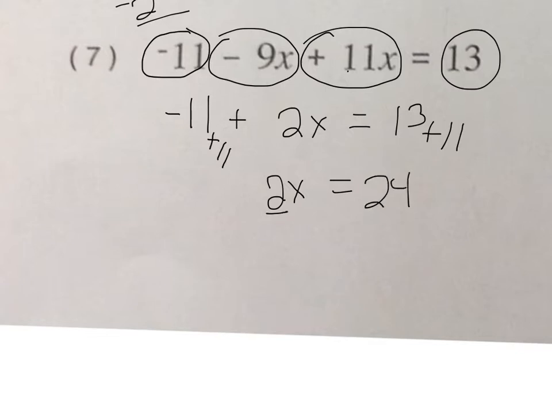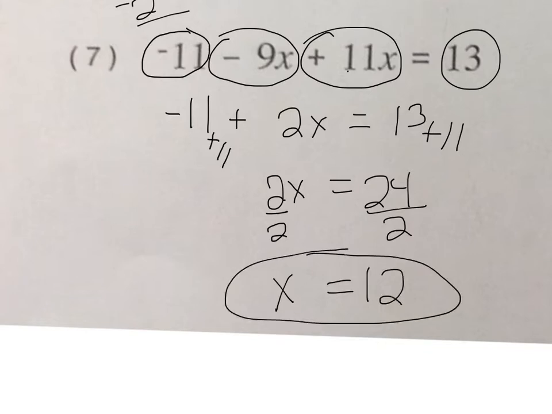I want to get rid of this 2, so I divide it by 2. And I do the same thing on the other side. So 2 divided by 2 leaves me with just x equals 12. 24 divided by 2 is 12. And so my answer is x equals 12.